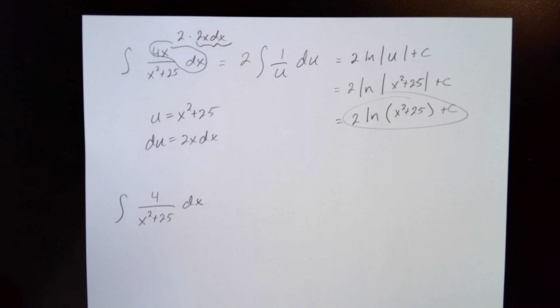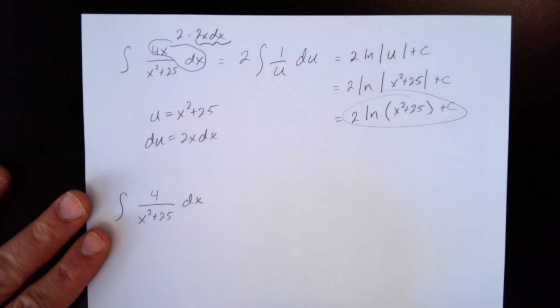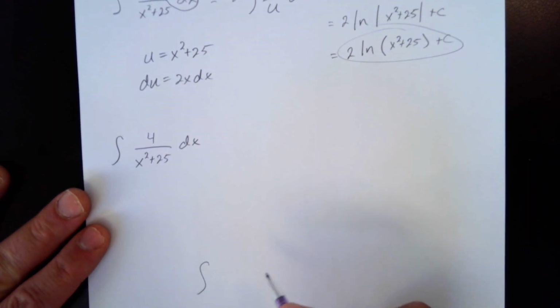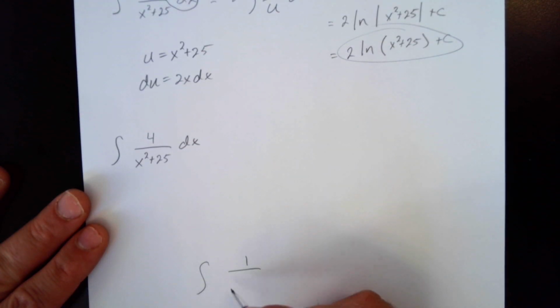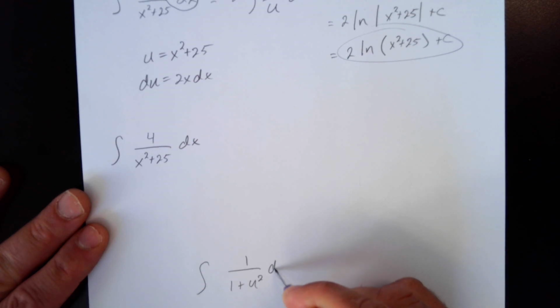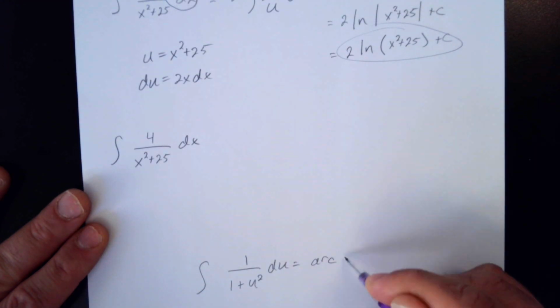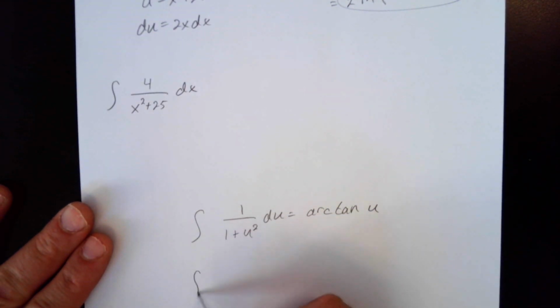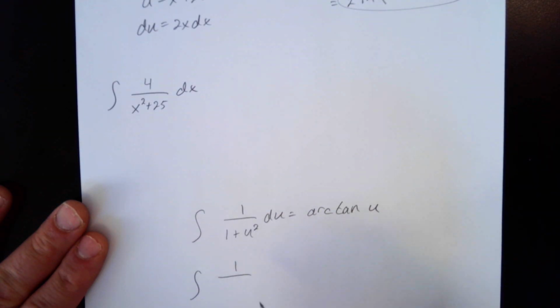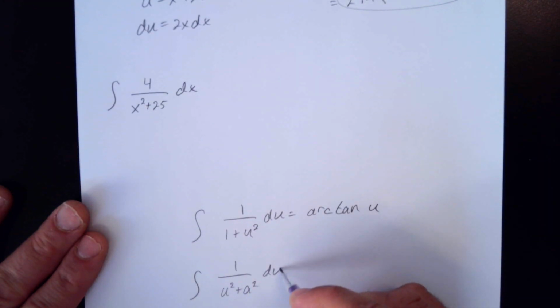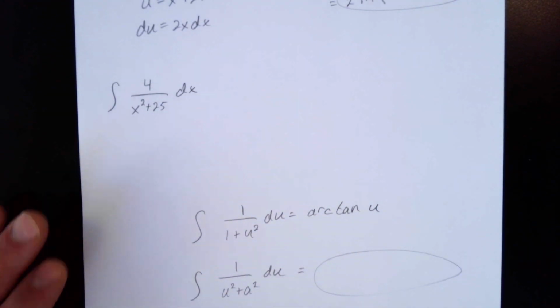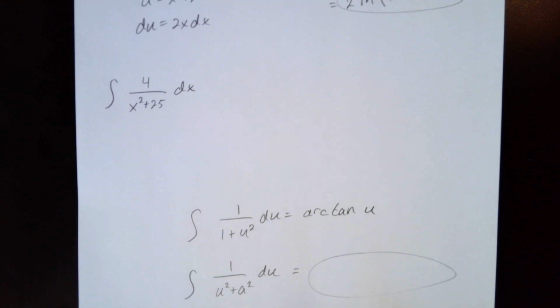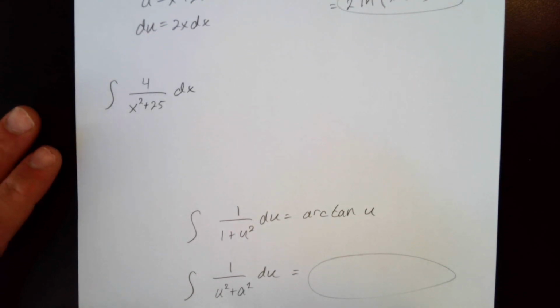Now, you might have a formula memorized for arctangent. We know that the integral of 1 over 1 plus u squared du is arctangent of u. And you might even have a formula memorized that looks like this: the integral of 1 over u squared plus a squared du is something. Now you can have that memorized if you want, but even if you don't, we can do a little bit of algebra to figure this out.